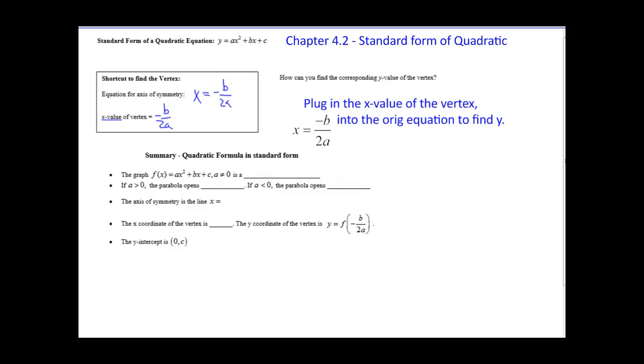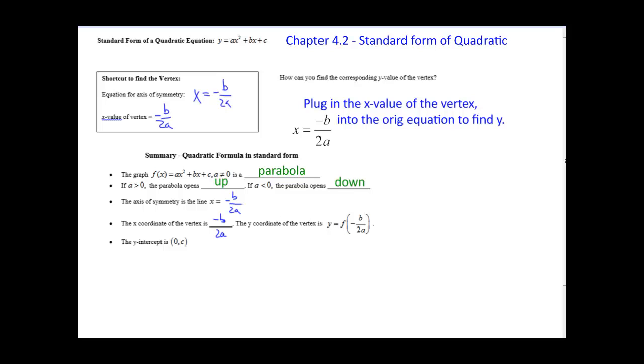So that's where we got that x equals negative b over 2a. Therefore the graph of ax squared plus bx plus c, where a is not equal to 0, is a parabola, which we've already discussed last section. We know that if a is greater than 0, the parabola opens up. If a is less than 0, the parabola opens down. And we know that the axis of symmetry is the x-coordinate of the vertex, in this case negative b over 2a.